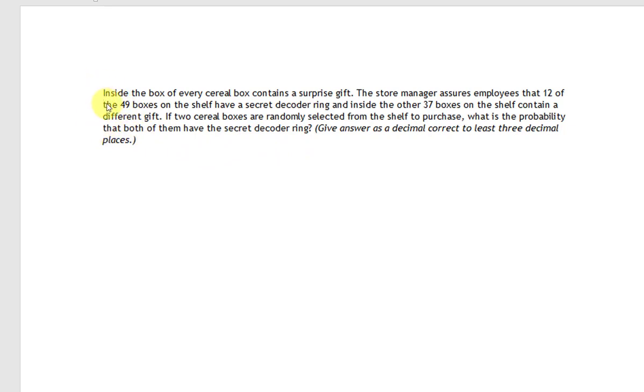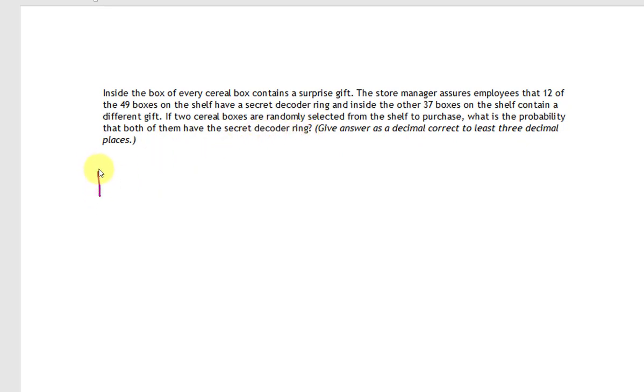In this problem, let's read over the problem. Inside every cereal box is a surprise gift. The store manager assures the employees that 12 of the 49 boxes on the shelf have a secret decoder ring, and the other 37 boxes on the shelf contain a different gift. If 2 cereal boxes are randomly selected from the shelf to purchase, what is the probability that both of them have the secret decoder ring?